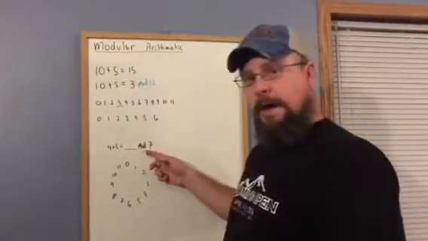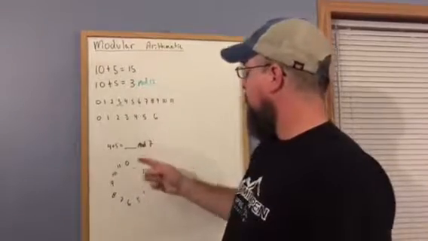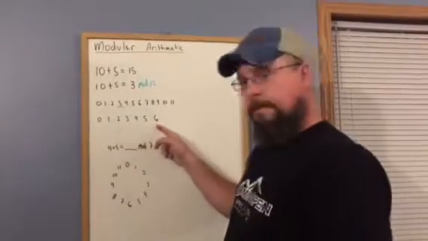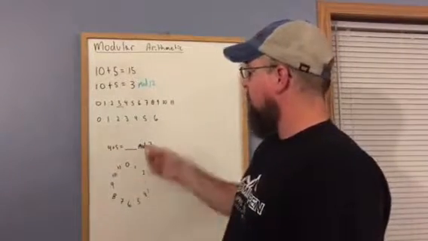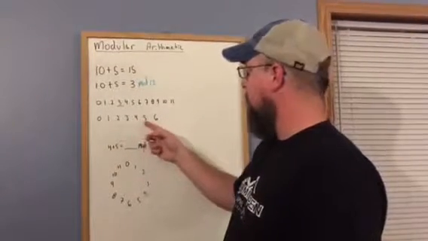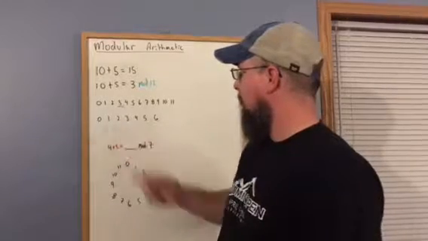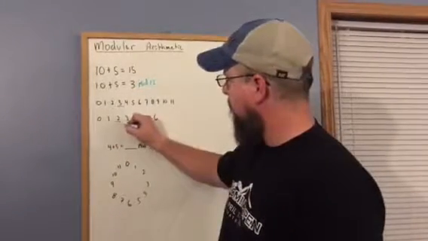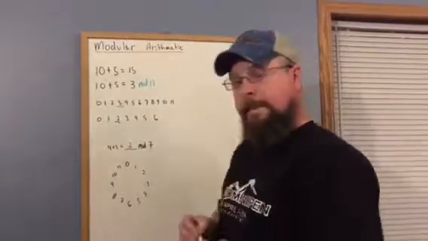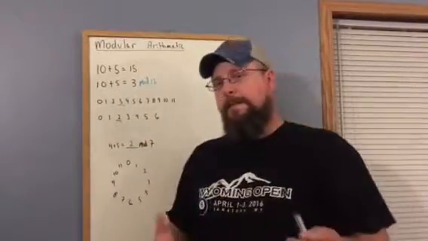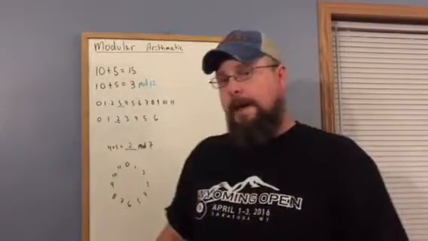Let's try mod 7. So just like we did with 12, we lay out our 7 numbers, 0 through 6, and add 4 plus 5. So 4 plus 5, 1, 2, 3, 4, 5, equals 2. 4 plus 5 equals 2, mod 7. Now what does this have really to do with you, and how do you use it every day?